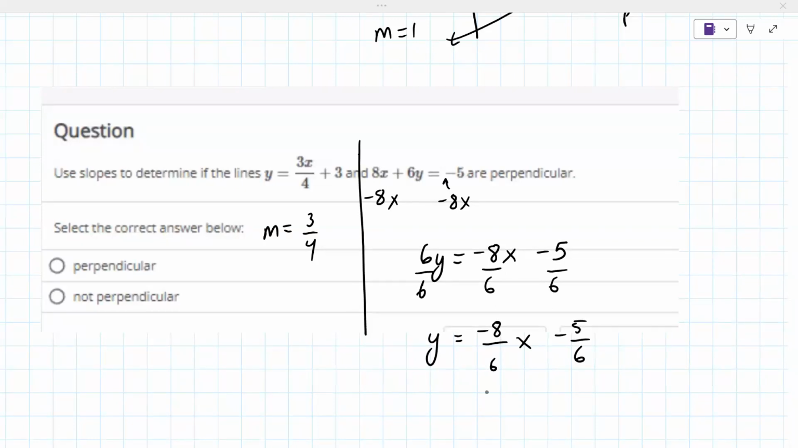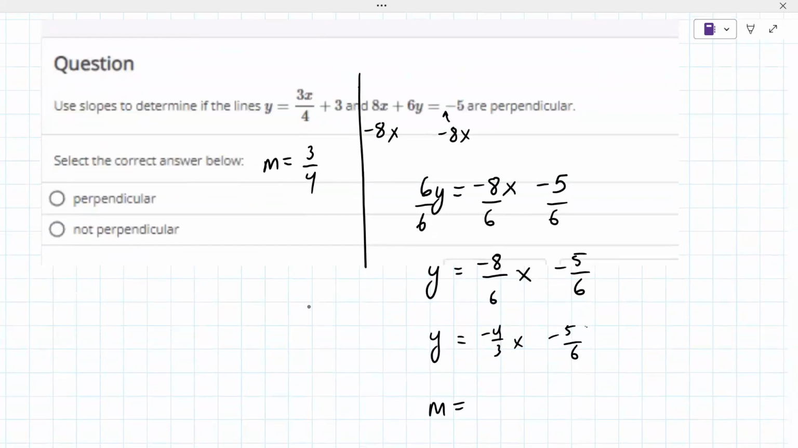Okay. And what is the slope here on the right? Negative 5 over 6. The slope is always the number in front of x. Oh, negative 4 over 3. Okay. Are these the same? No. So these are definitely not parallel.